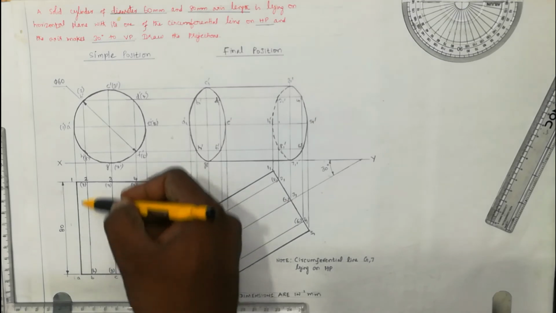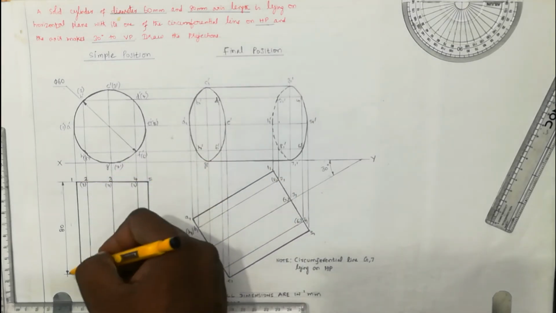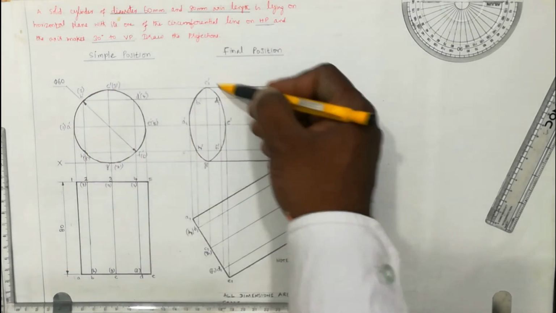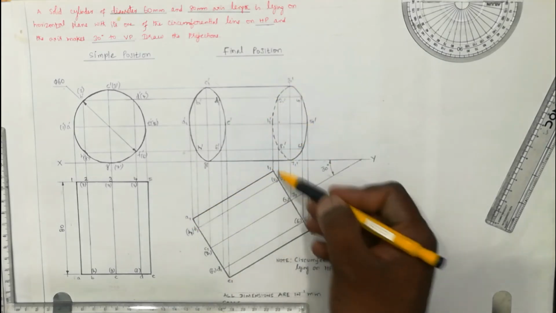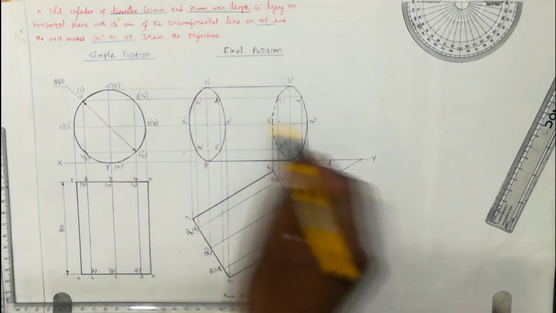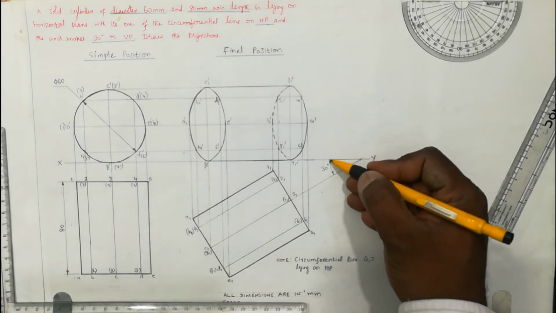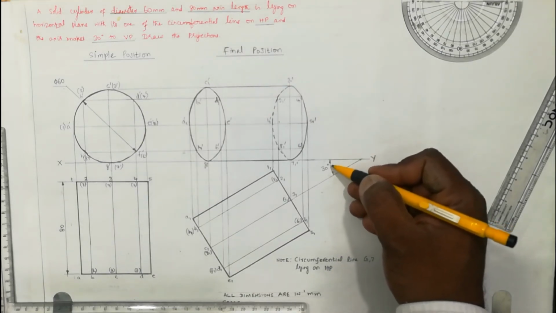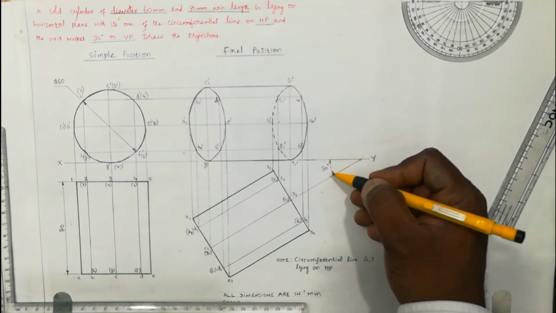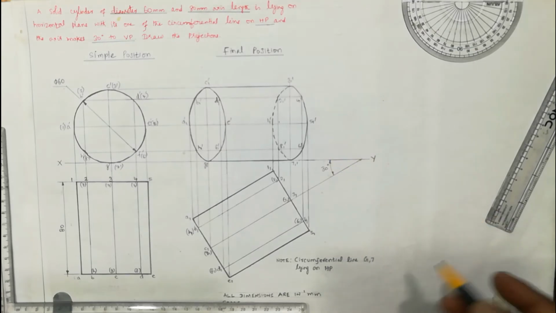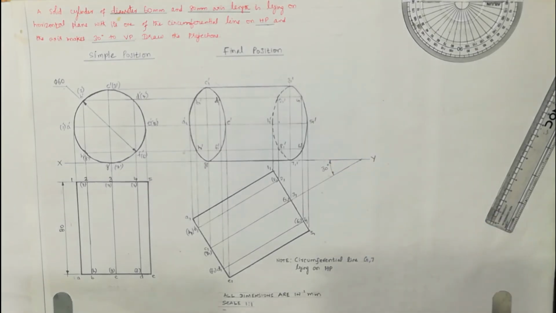So all these object lines are drawn using an HB pencil, and all these projection lines are drawn using a 2H pencil. And this 30 degree is the angle of inclination with VP, marked as 30 degrees by putting arrowheads on both ends of this curvature. So finally, all dimensions are in mm is written below your drawing using guidelines.